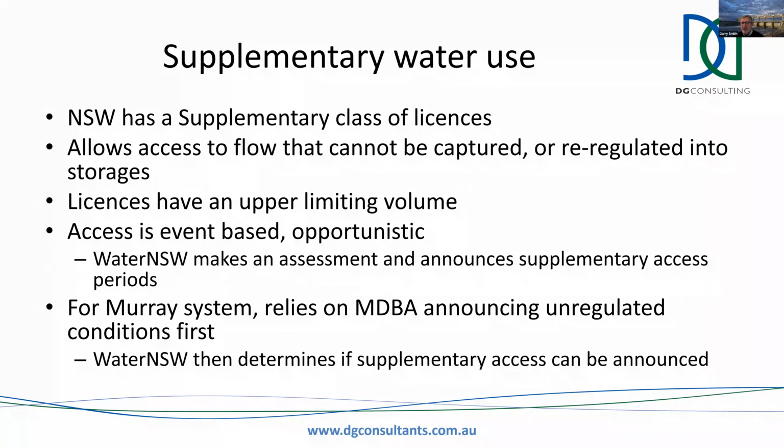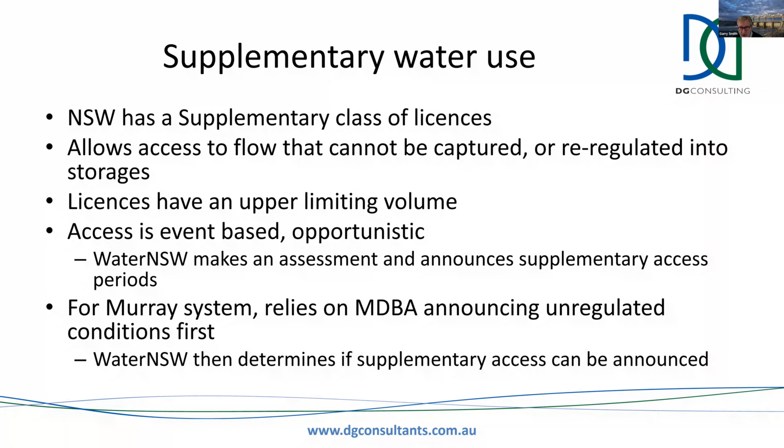So that takes us to thinking about supplementary water use, which is a class of licences in New South Wales, supplementary licences. They allow access to flows that can't be captured or re-regulated into storages. There is an upper limiting volume that can be taken under each of those licences, but it can only be taken if the opportunity is announced by Water NSW. So it's an event-based opportunistic licence.